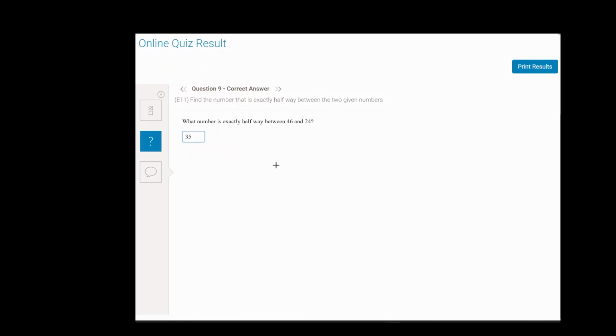One number is exactly halfway between 46 and 24. So first we minus 46 and 24 equals 22, divided by 2 equals 11. 46 minus 11, 35.